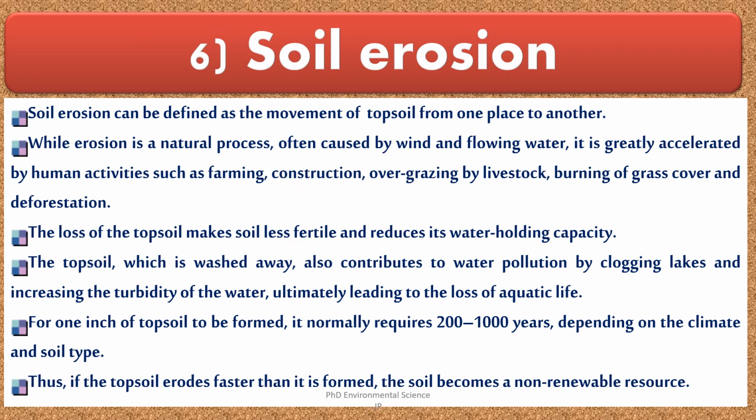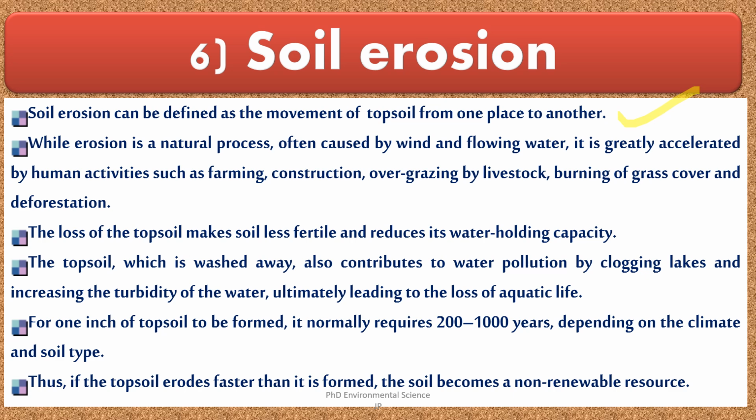Soil erosion. It refers to the process where the top layer of the soil is moved from one location to another by natural forces such as wind and water or by various human activities. So natural causes of erosion include factors like wind and water runoff. These forces gradually wear down exposed soil surfaces over time.